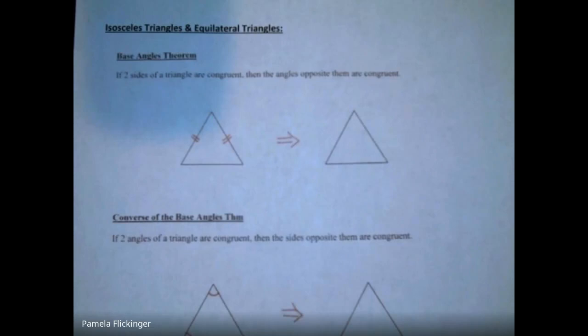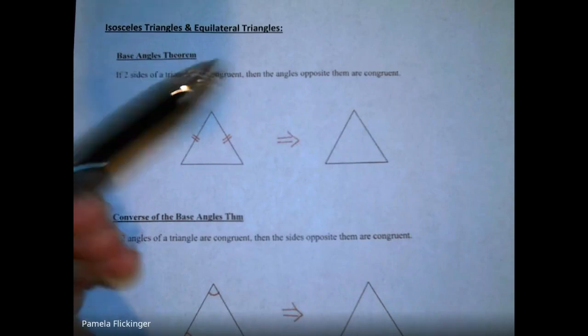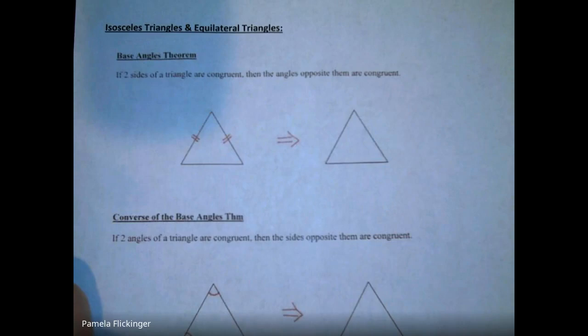So today we're going to focus just on isosceles triangles and equilateral triangles. Yesterday we reviewed that isosceles triangles have at least two sides congruent. And then I did actually share this first rule with you. It's called the base angles theorem. If two sides of a triangle are congruent, then we know the angles opposite them are congruent.